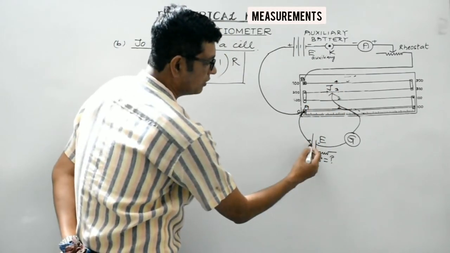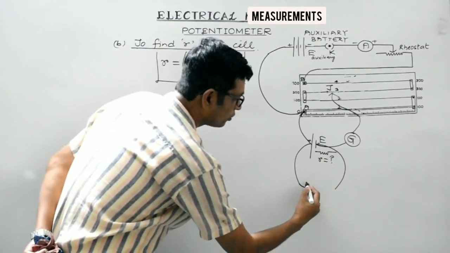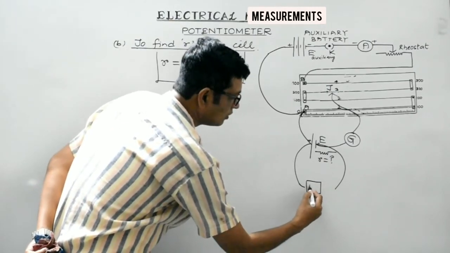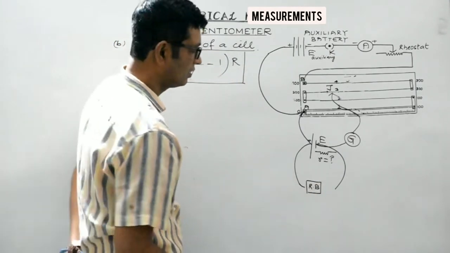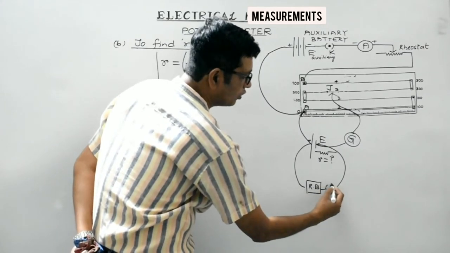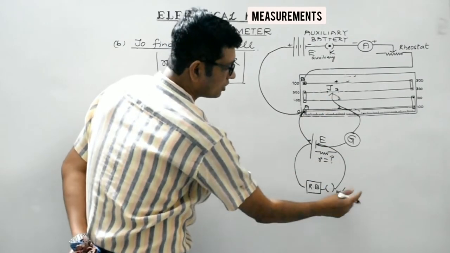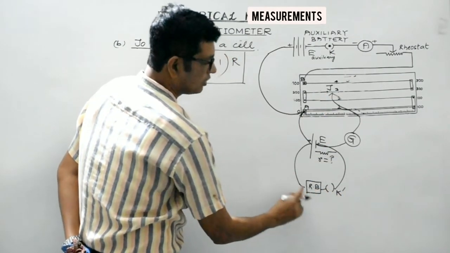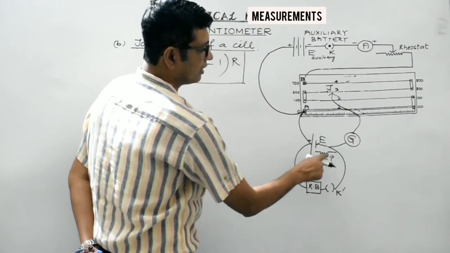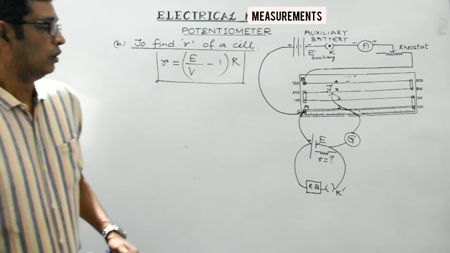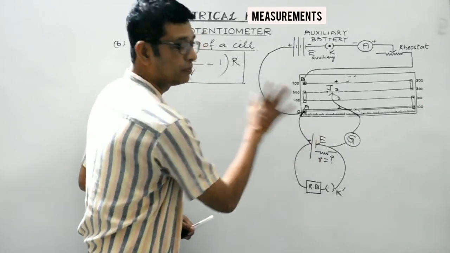And over here, a resistance box is to be introduced. Whatever resistance we are using, it will be known to us, isn't it? And consider another key over here. Suppose it is K dash. This is key K and this is suppose K dash. This is the resistance box, right? So this is the circuit diagram. So this is the circuit diagram to determine the internal resistance of this particular cell.